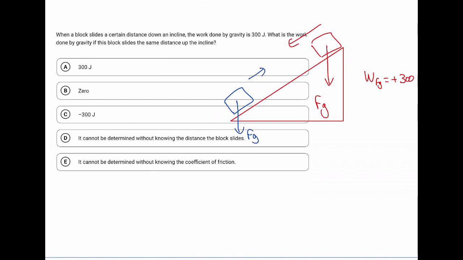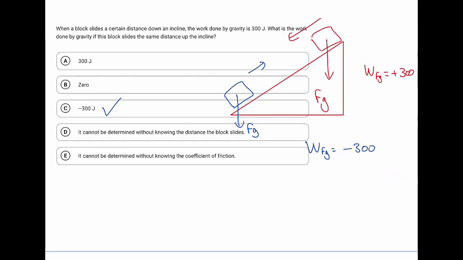If we have the same block, the force of gravity will be the same, but if the object was sliding up, then the work done by the force of gravity would be force of gravity, which is the same, times distance, which is the same, but the angle now is supplementary to the initial angle. Basically, we have a component of the force that acts opposite to the motion. So the work will be the same, but negative 300 joules. We can continue.